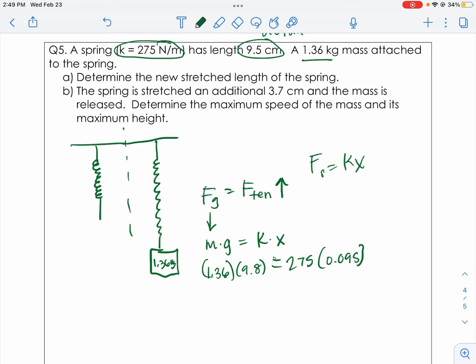Not 0.095. My mistake. We're looking for that number. It's 0.095 is the equilibrium length. So we've got 13.33 equals 275x. So x is going to be equal to 0.05, or we could say 0.048 meters.